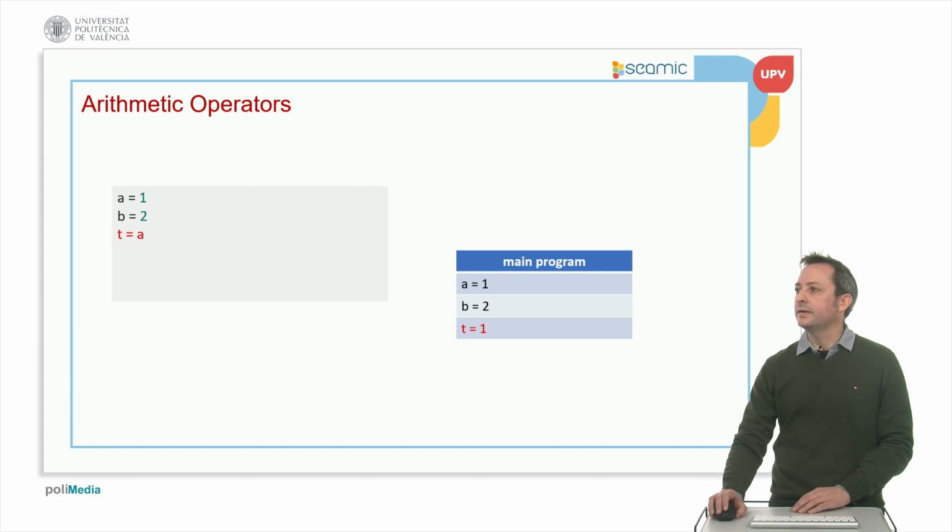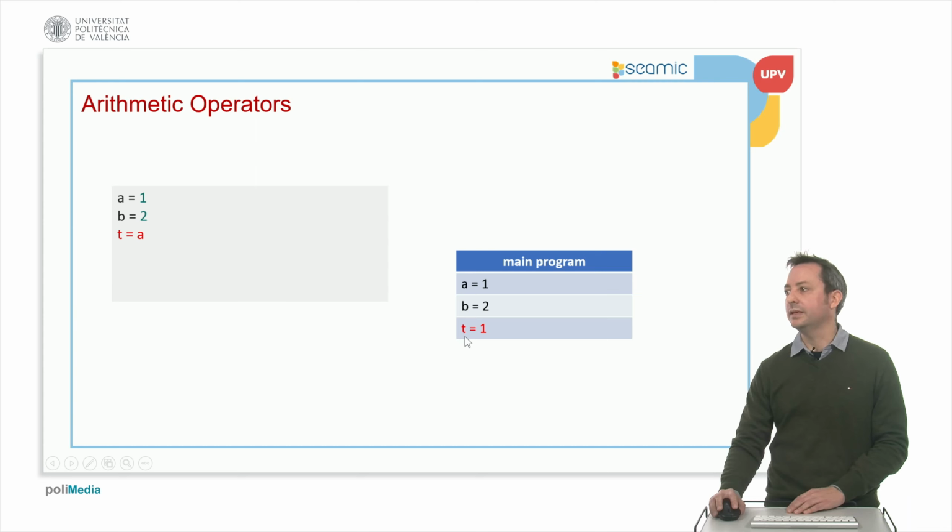So next we define another variable t, and we assign the value a to this variable. So in this case, in the memory, another container is created for the variable t, and the value that is assigned is the same value that a has at this point, in this case 1.